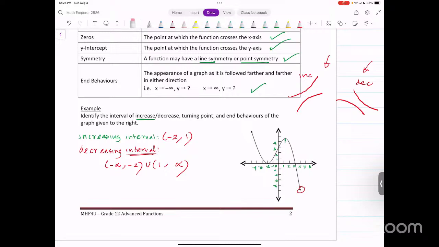All right. So we talked about increasing and decreasing interval. The turning point is obvious. We see the graph is turning at 2 x values: x is equal to -2, comma, x is equal to 1. And then end behavior. Let's go back to Divya. What is the end behavior? X goes to positive infinity, where does the y go to? Let me ask you, Kevin. When x goes to positive infinity, where does the y go to?